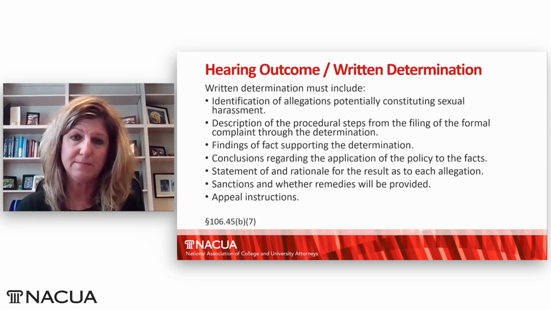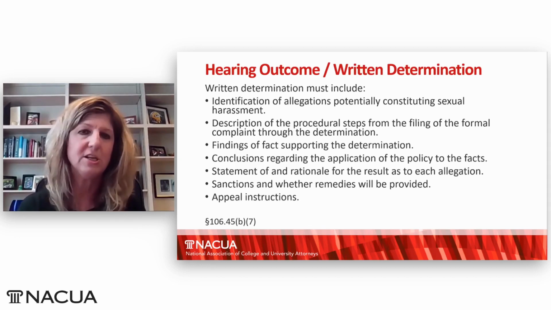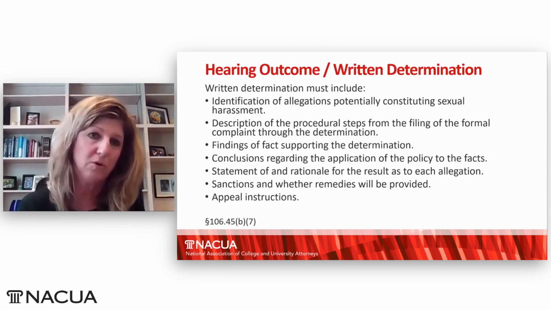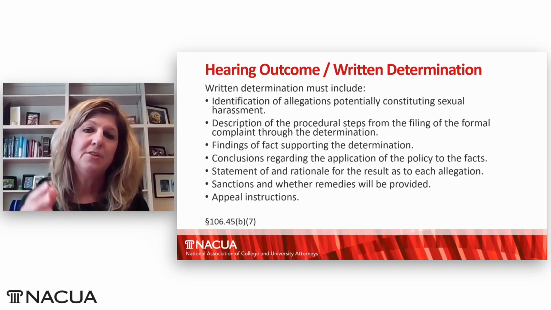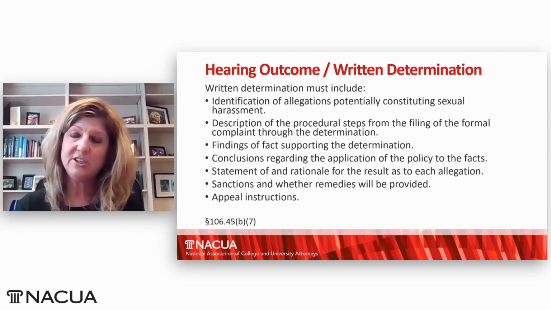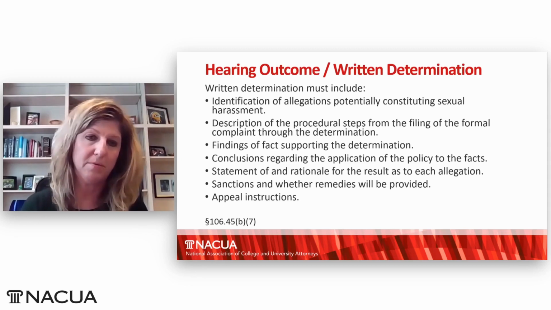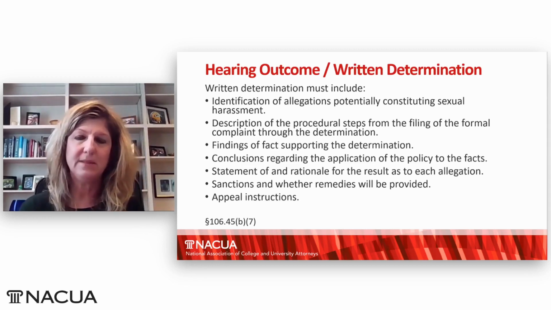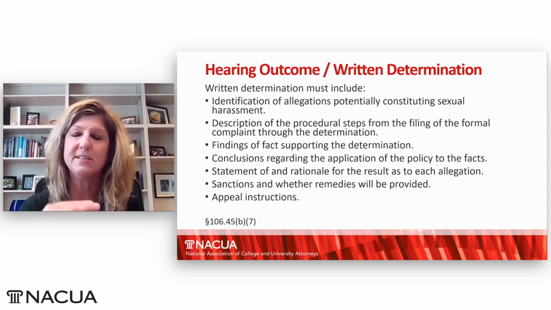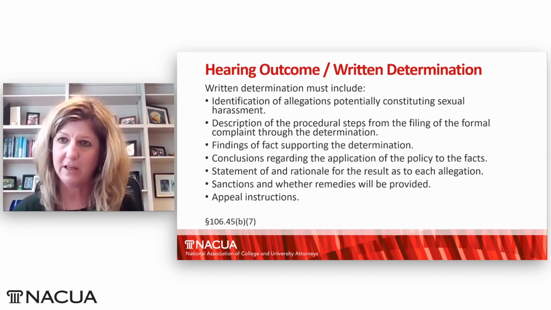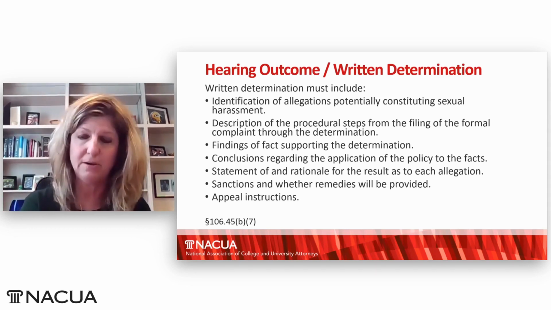So if there was a determination of responsibility, the hearing outcome determination has to have the findings of fact that support that decision. The conclusions, meaning how we applied the policy to those facts to either find the individual responsible or not responsible. The rationale as to the decision on each allegation has to be included in this outcome letter. Certainly, you're going to include any sanctions and whether remedies will be provided as well. And finally, your hearing outcome letter is going to specifically include the instructions for how the parties appeal, because now we have a required appeal. It used to be that if you had an appeal, it had to be bilateral, available to both parties. Now we're actually required to have an appeal process.